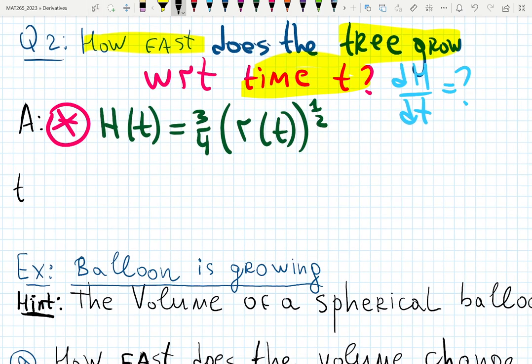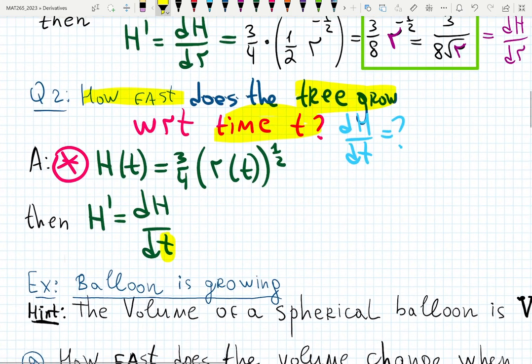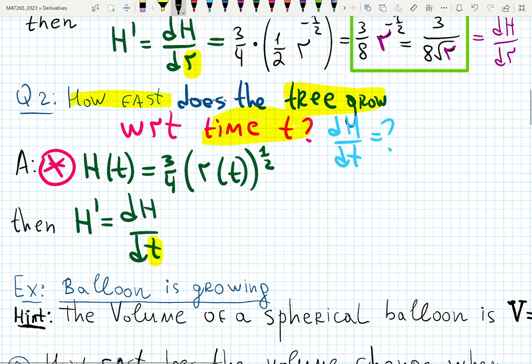Then h prime now is dh/dt. Let me make it yellow. dt versus we had dr. And that's slow. That's the only small introduction to multivariable calculus before calculus 3.